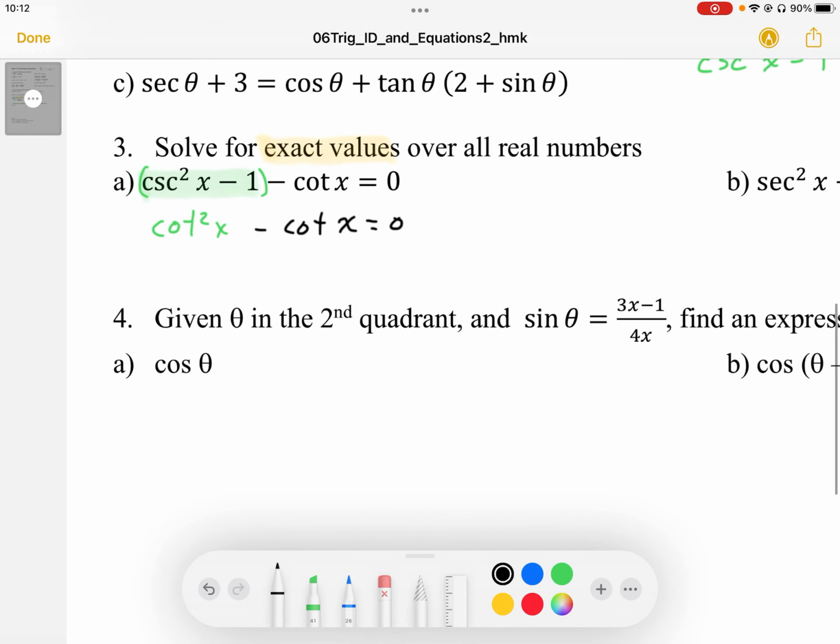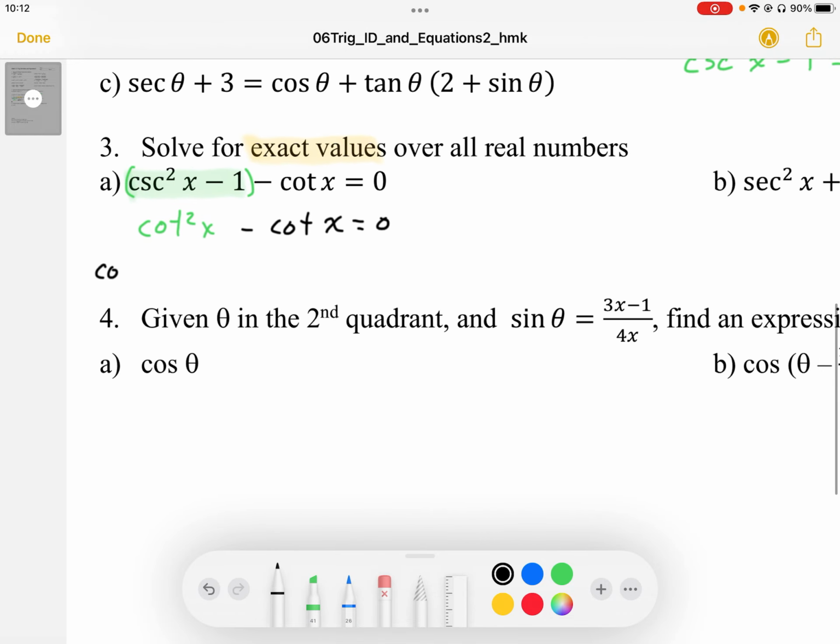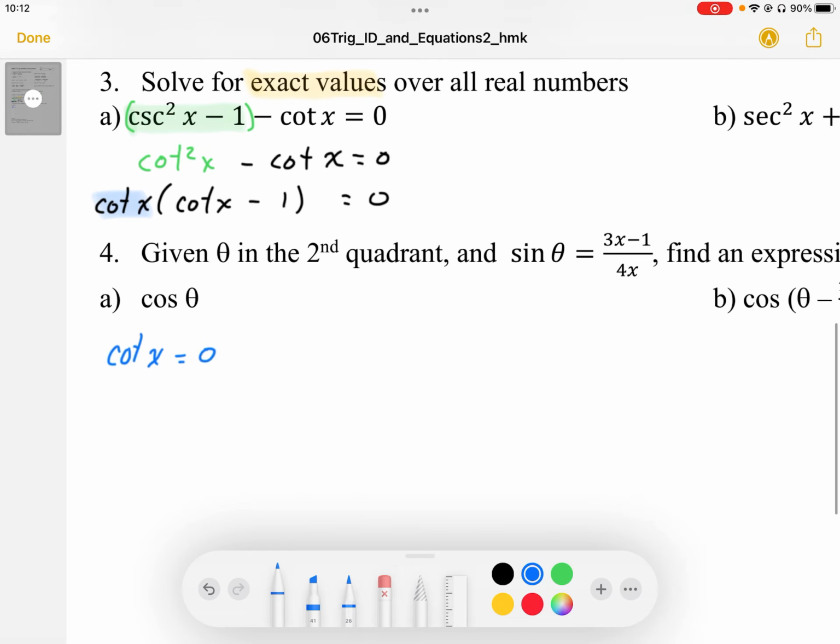And we can solve this by factoring. So we end up with cotan x times cotan x minus 1 equals 0. And solving these two independently of each other, cotan x equaling 0, okay, so we end up with cotan x equals 0. And since we want to convert this into tan, we end up with tan x is equal to undefined.